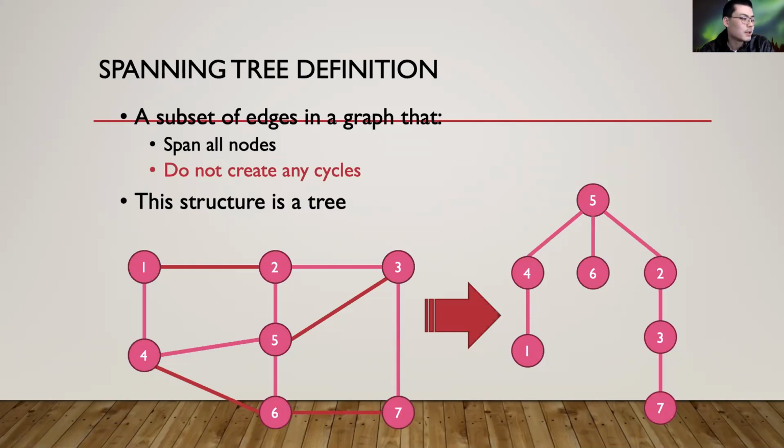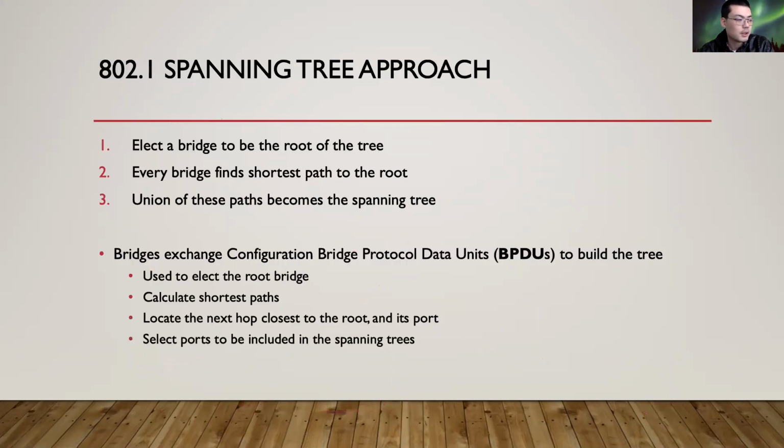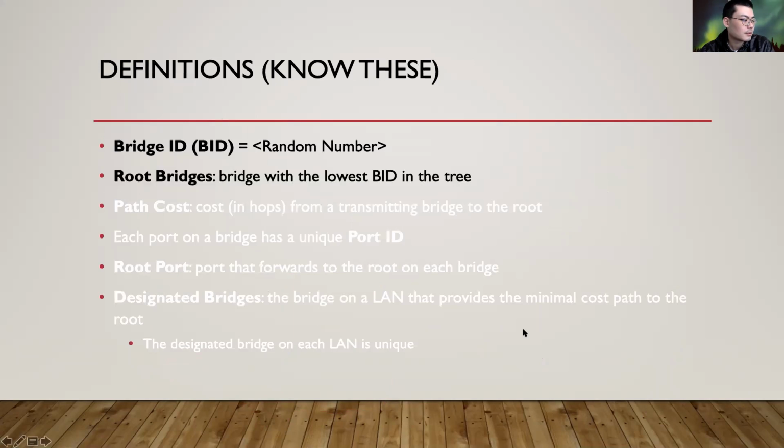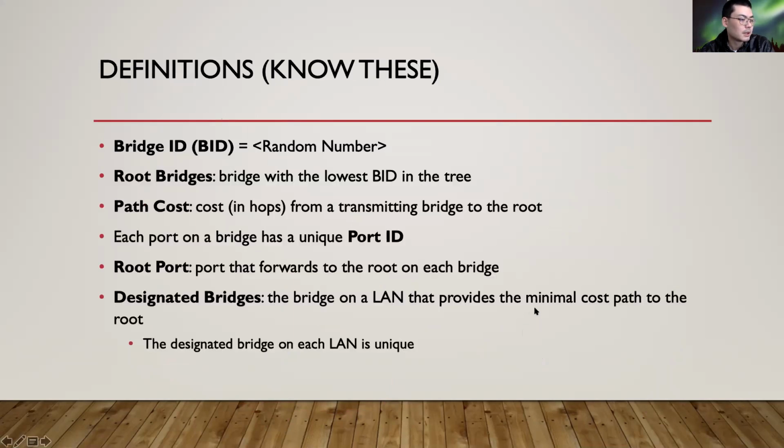We want to find the minimum spanning tree, which means we want as small a number of hops as possible. So that's what we mean by the minimal cost path, because path cost is the number of hops. If we can reach the root in 2 hops, we don't want to go another path which takes 3 hops. That's the idea.